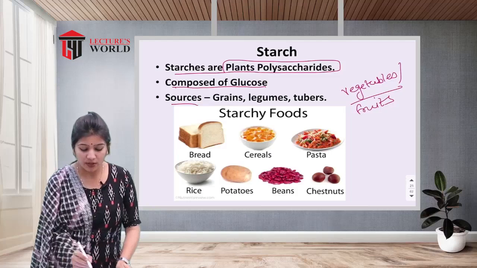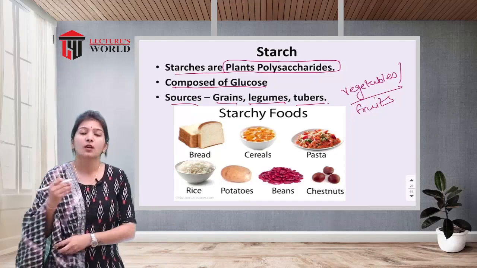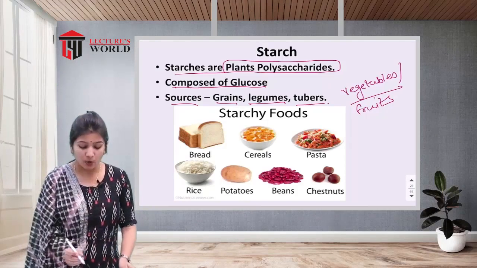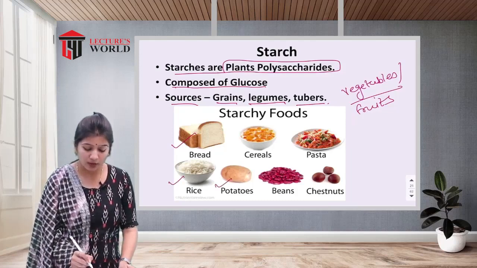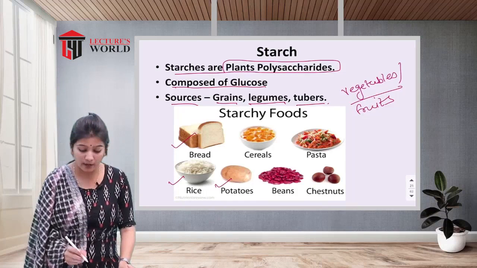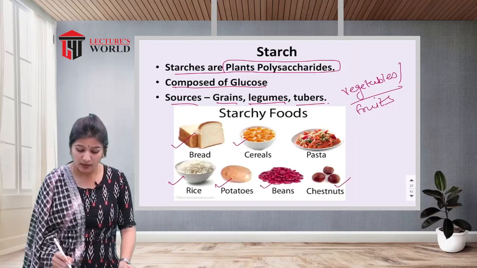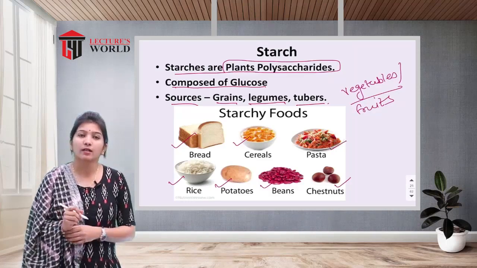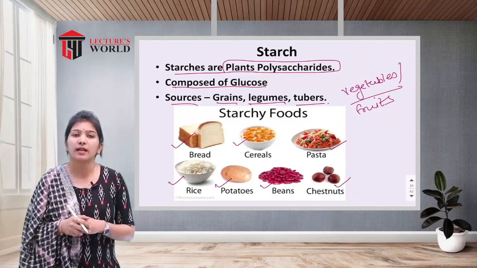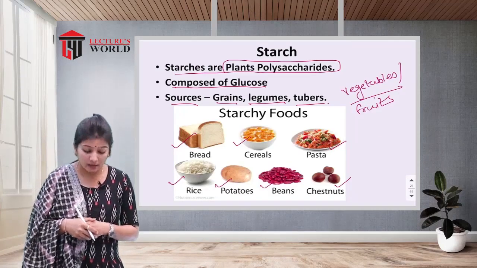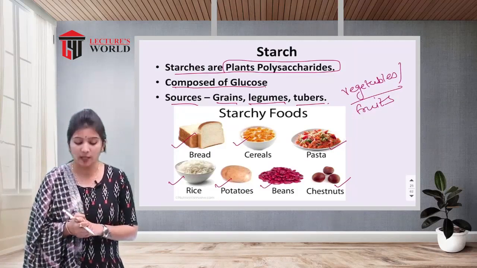The sources of starch include grains, legumes and tubers. These are all dietary sources of starch. We also get it from bread, rice and potatoes. Potato is one of the richest sources of starch. We get it from cereals, beans, chestnuts and pasta. Any food having grains like wheat, rice, jowar gives us a maximum amount of starch. Potatoes and sweet potatoes are named as the richest sources of starch.